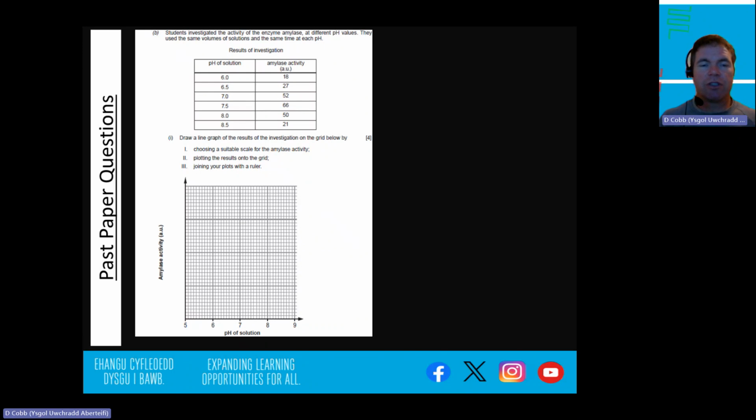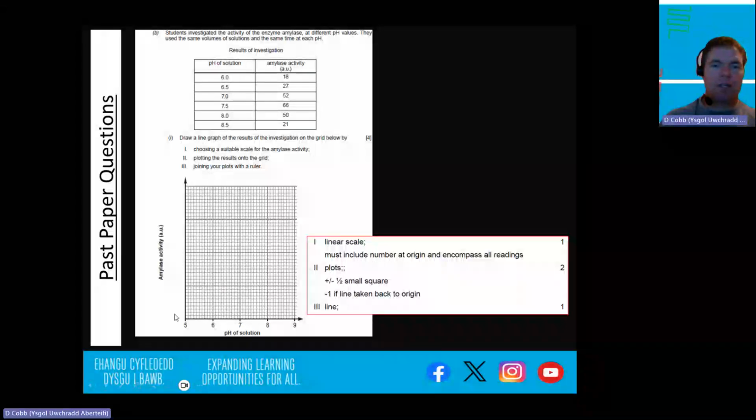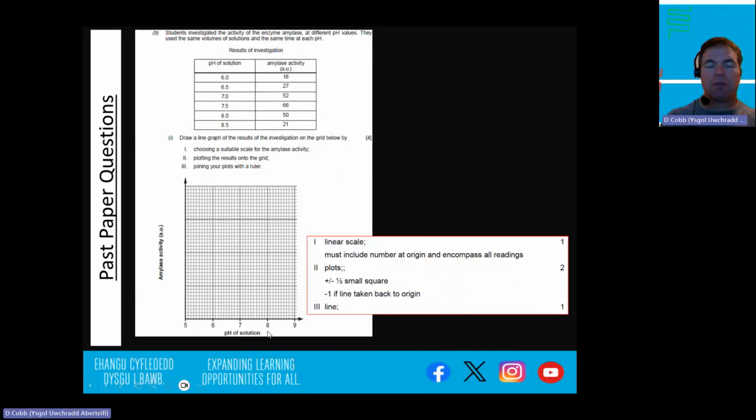Now, in biology questions, you will always be able to get away with, for want of a better term, joining your plots with a ruler. That's different in chemistry and physics, but it's nice to have a set rule in biology. Just join them dot to dot with a ruler. So they've also given you the values at the bottom, the pH values. Probably in a harder question, you'll be asked to choose these values too, but that's what's on the mark scheme.